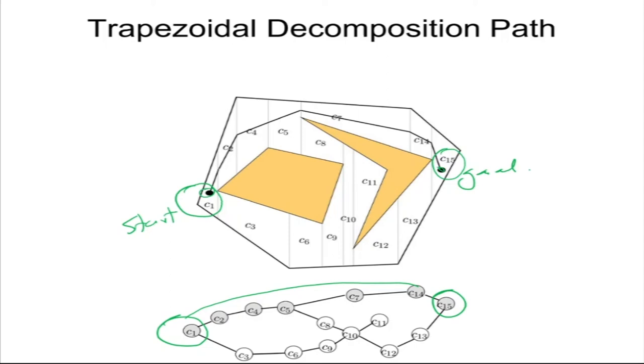Now how do I get the path actually in terms of points? What I do is take the midpoints of these lines. I take the midpoints of these straight lines, and I simply connect them like this. That is going to give me the path which will take it from the start point to the goal point.